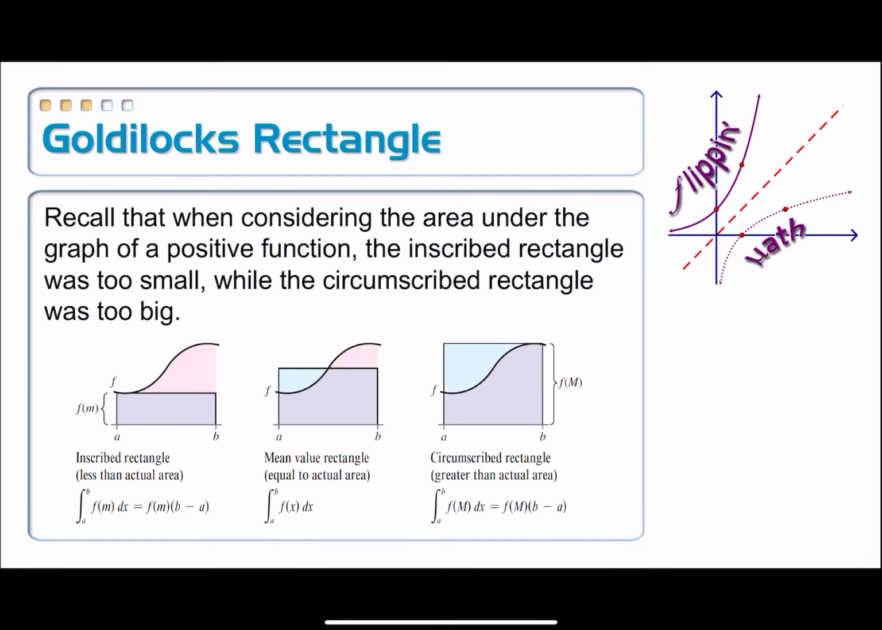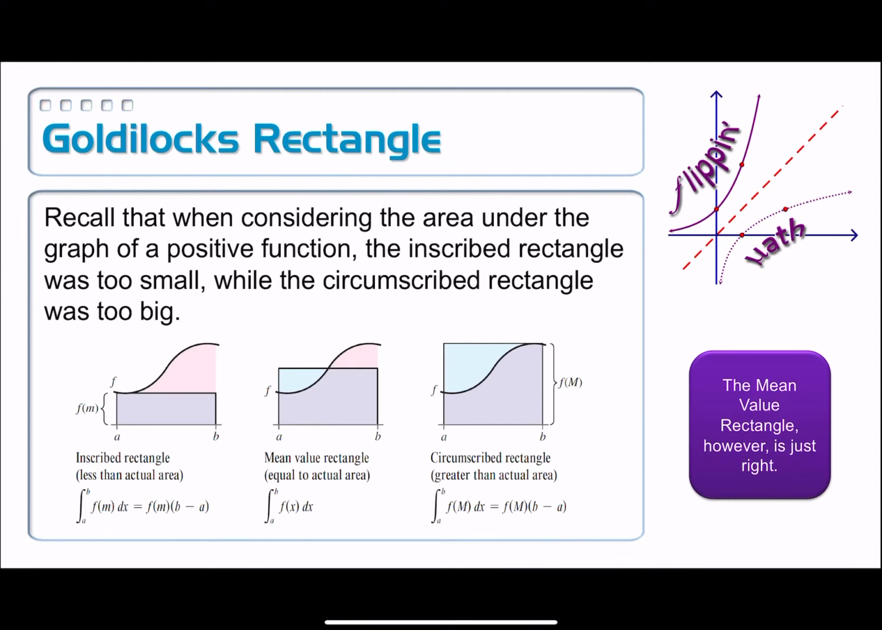If, on the far right-hand side, we find the absolute maximum value of our function, we can use that as the height of a rectangle, which should circumscribe, completely go around, our function and the area underneath it. Its area would be too big. The mean value rectangle, on the other hand, is the Goldilocks one. It's the one whose area is just right. It uses the average value as the height over the span between a and b to give you the exact area underneath the curve.